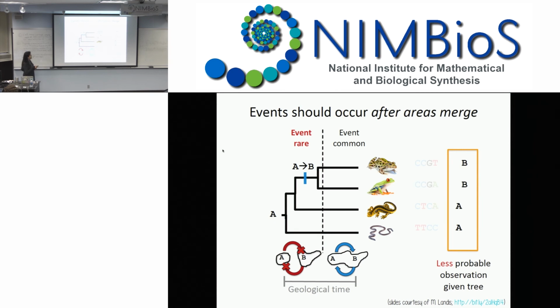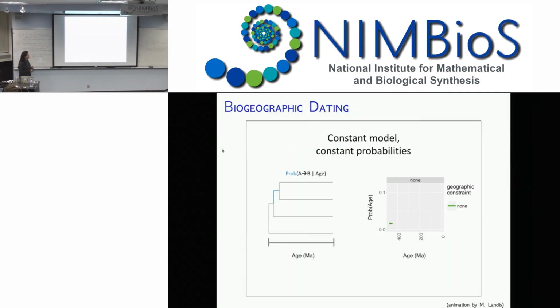And so if our divergence time is here, then we have this dispersal event happening here, and that should be a less probable event. Whereas if we have our divergence happening at this point, the dispersal event becomes higher at the point in the epoch where the areas are connected to each other.